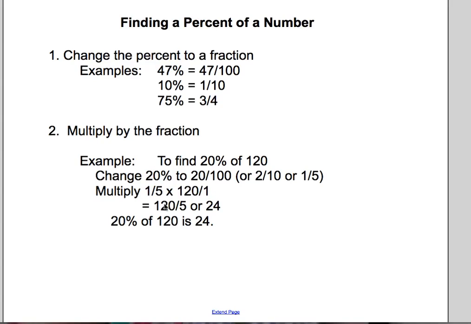1 times 120 is 120. 5 times 1 is 5. So I get 120 over 5. And if I simplify that, it equals 24. So 20% of 120 is 24. It's just like doing fraction multiplication once you change that percent into a fraction. Make sure you have this copied down into your notebook before continuing on with the video.